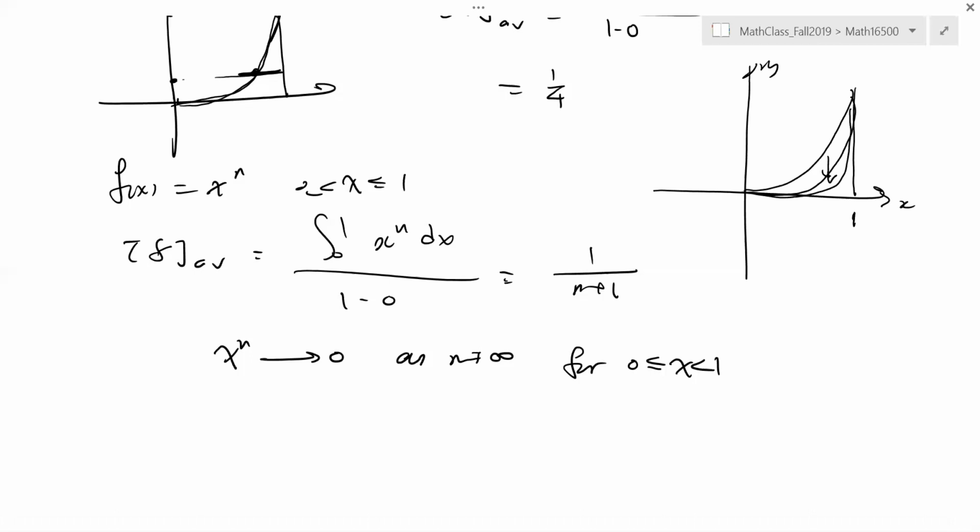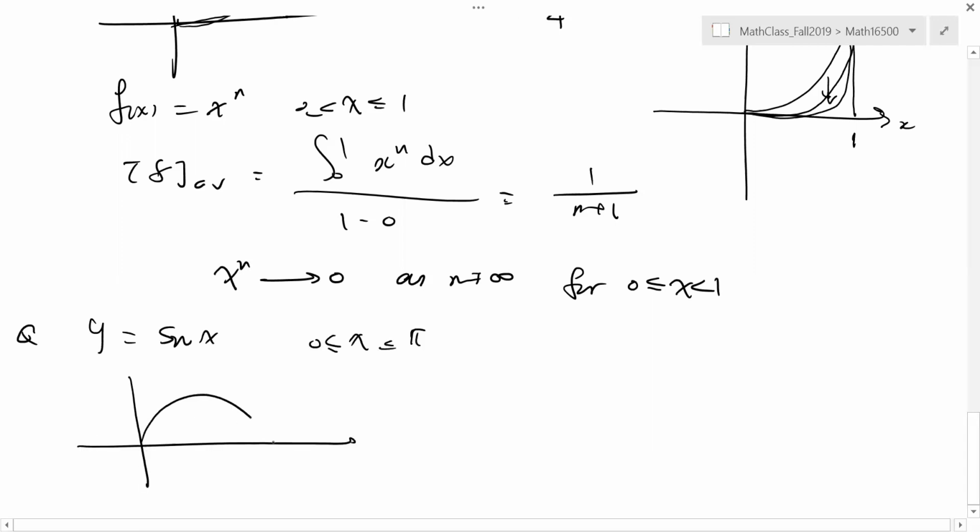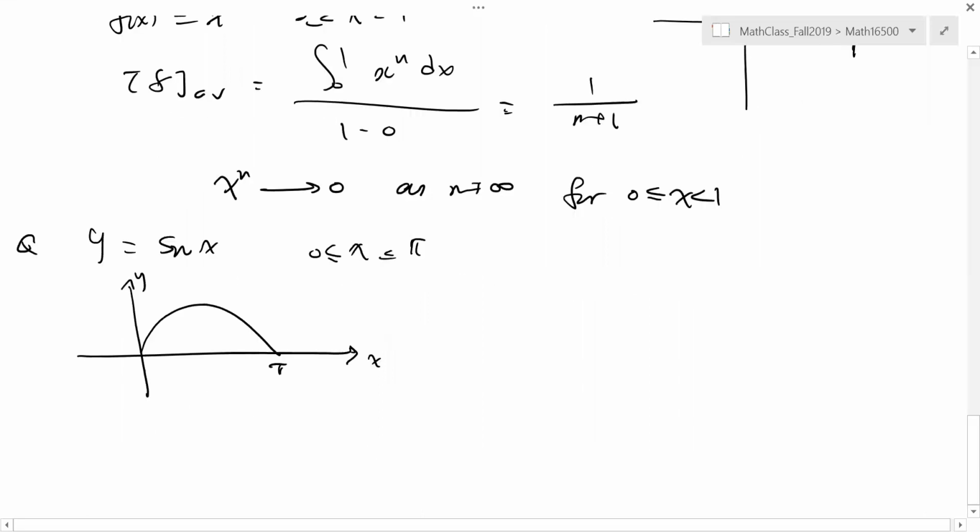So now let's look at the example. Once we know the formula, the problem is simple. Y equals sine x, where x is between 0 and pi. This is sine x, this is pi, that's the x-axis and y-axis. We really want to know the average value of this function.